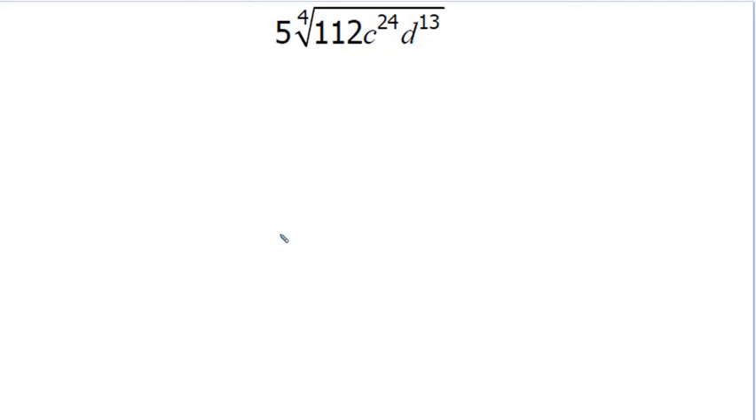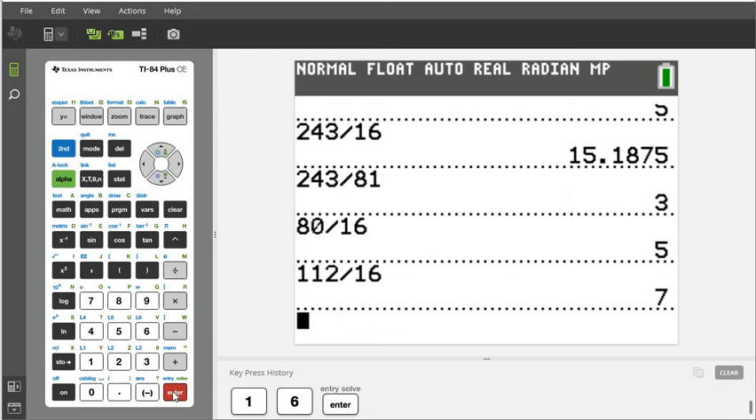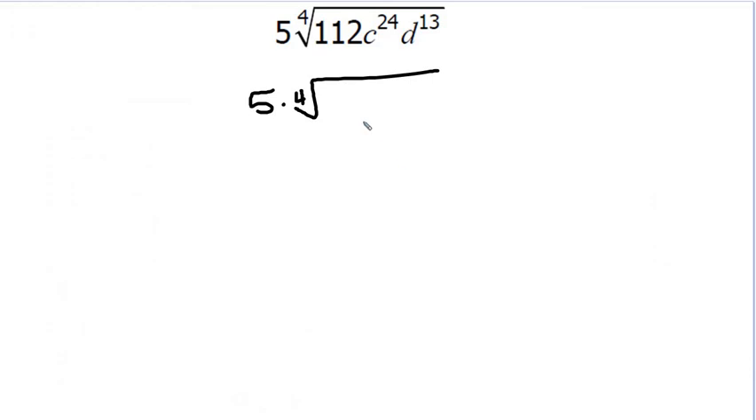Last problem, still a fourth root, so we're going to do 5 times the fourth root. 112 is not in our list, so we'll go to the calculator. We'll do 112 divided by 16, 7, so nice prime number 7, so I know I have the largest. So I have 16 times 7. 24 is evenly divisible by 4, so it's going to be c to the 24th. Can leave it. D to the 13th, however, not evenly divisible, so I'm going to change it to d to the 12th times d. So 12 plus 1 is 13.